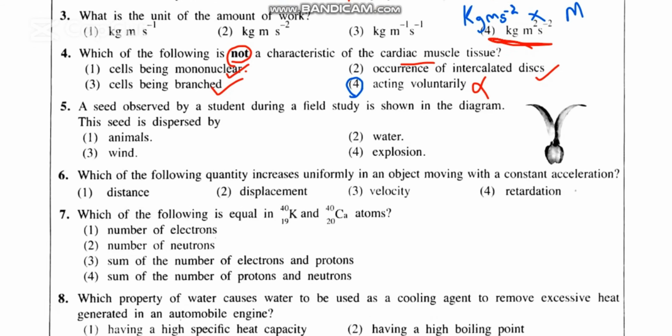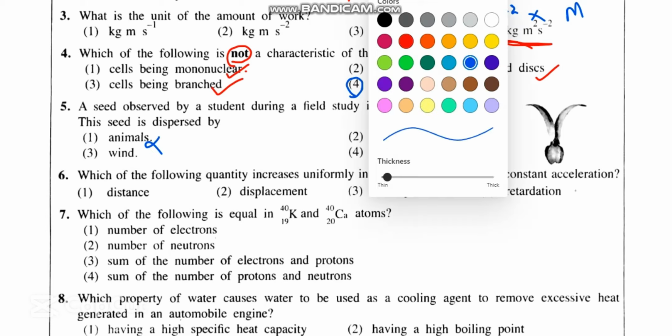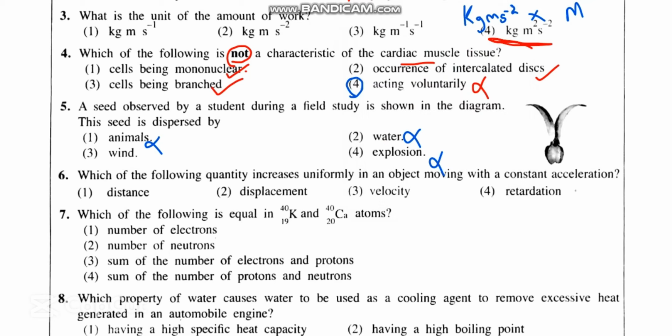A seed observed by a student during a field study is shown in the diagram. This seed is dispersed by... Now, this can be either hooked or winged. Even I had a confusion, but I know the winged seed is dispersed by wind, not by animals, not by water, not by explosion. Then obviously I know it is dispersed by wind.